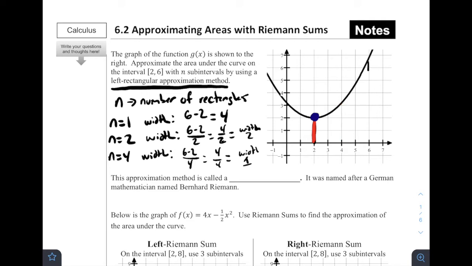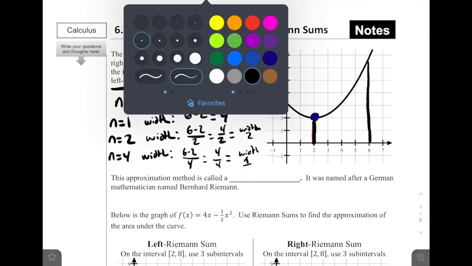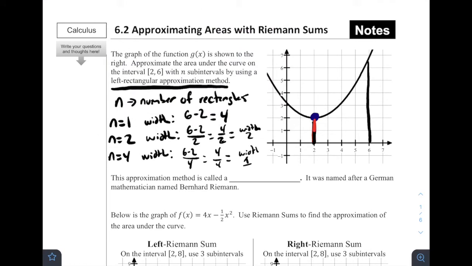We're going all the way up to 6, so I'm going to stop there. I'll actually put both those lines. We're only doing between x equals 2 and x equals 6. But in this case, we're saying the width needs to be 1. So I'm going to draw vertical lines in increments of 1 going up to the curve.